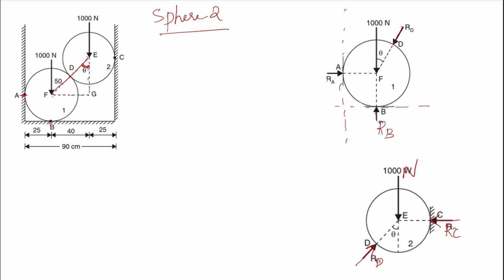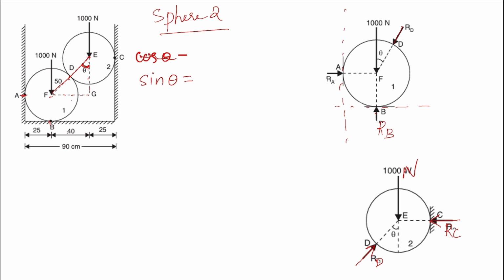And we know the length of FG, right? FG is 40 centimeter, and also we know this hypotenuse, right? Because it is the sum of the radii of the two spheres, 25 plus 25. So we know 40 and we know 50. So we can use the trigonometric function, that is cos theta is equal to, sorry, sin theta is equal to, sin theta, this is theta, so if you use sin theta, what does that mean?